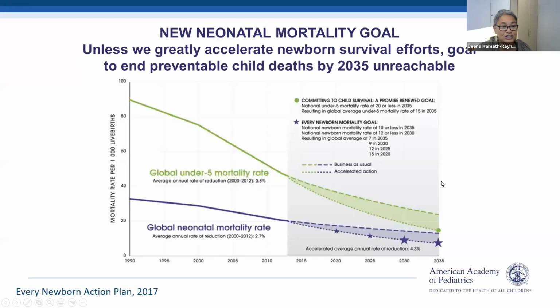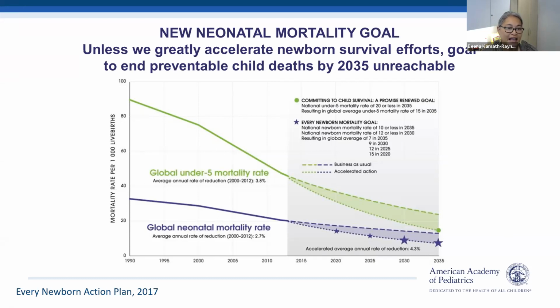Now, since the SDGs were put out, there's been another more focused Every Newborn Action Plan, which was put out in the year 2017, which really commits governments and their ministries of health to come forward with an actual national newborn plan, whereby each country around the world should have a national newborn mortality rate of 10 or less by the year 2035. And what that would mean is that it would result in a global average of 7 per 1,000 live births in the year 2035.